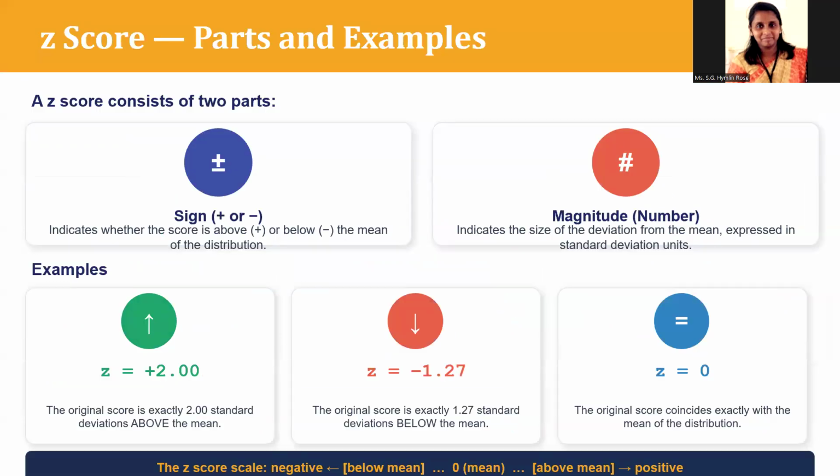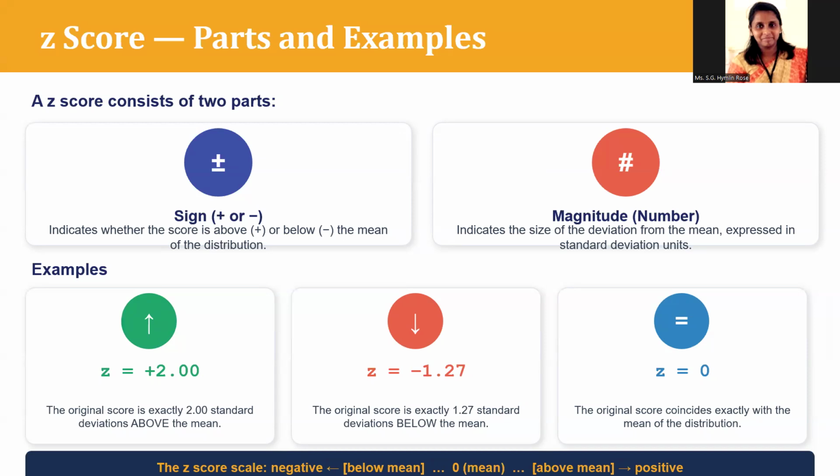So Z score has two parts. One is that it can be a plus or minus value. What does that indicate? The direction of the deviation from the mean. A positive sign means the score is above the mean. A negative sign means the score is below the mean. So what does the magnitude or number represent? It indicates the size of the deviation in standard deviation units. For example, 2 means the score is 2 standard deviations away from the mean.